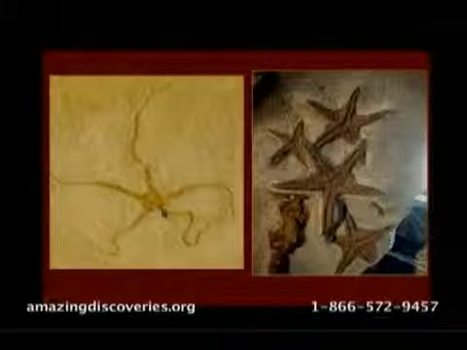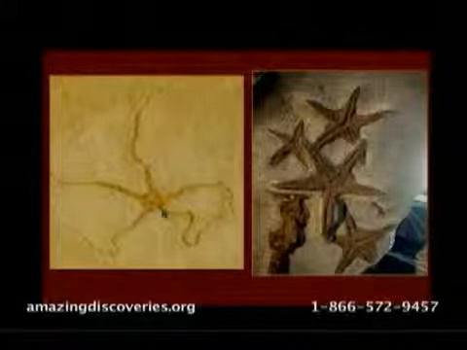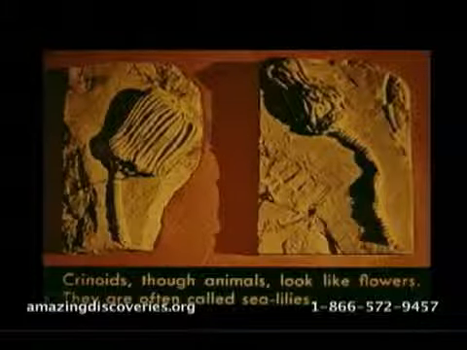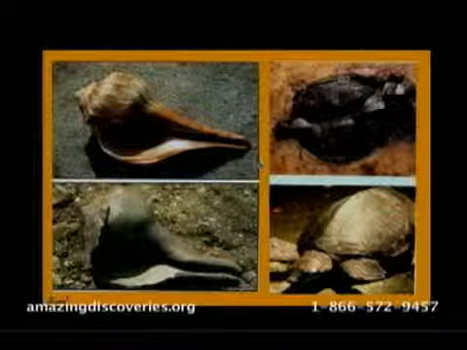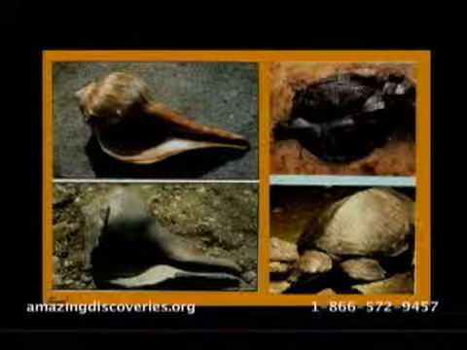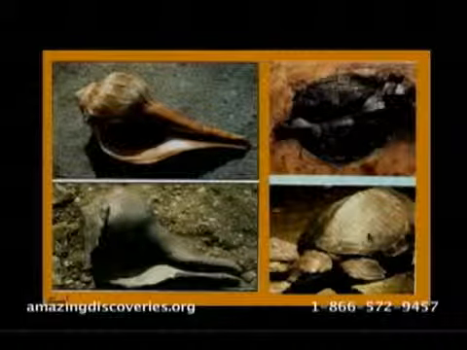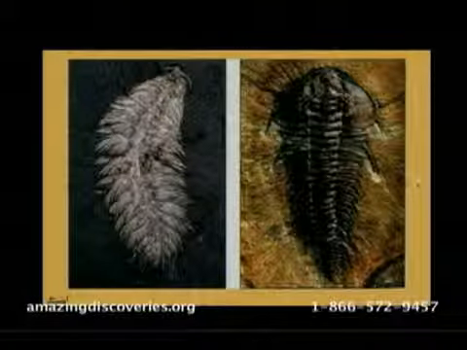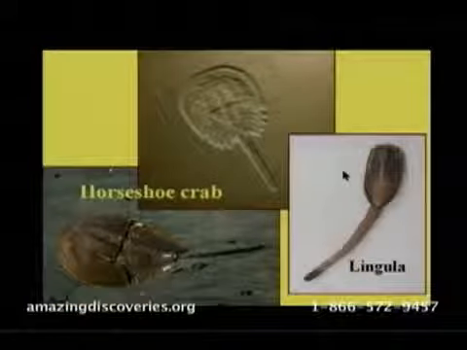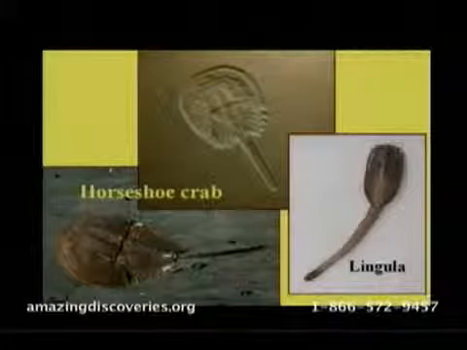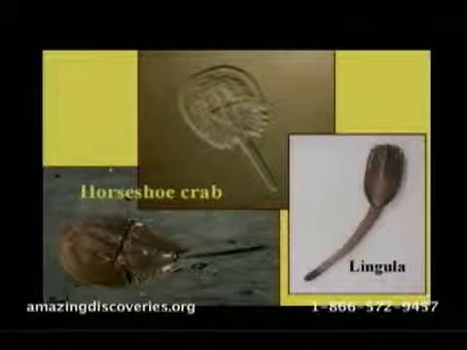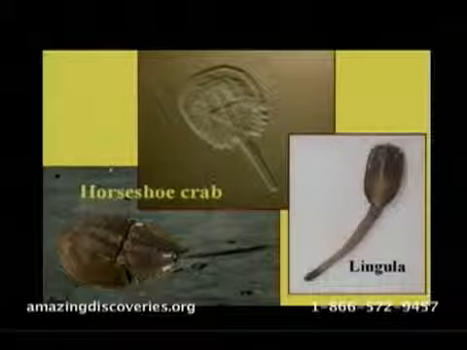Nothing has changed. So where is the story of simple to complex? It doesn't exist. It's either there or it's not there. Look at these, crinoids. These are sea lilies, highly complex, exactly in the past as they are today. Here are shells in the fossil record, living shells. There's a fossil of a turtle, there's a living one. No change whatsoever. Fossils, living creatures, identical. Horseshoe crabs, as they were supposedly millions of years ago, today unchanged. Lingula, millions of years ago, unchanged.